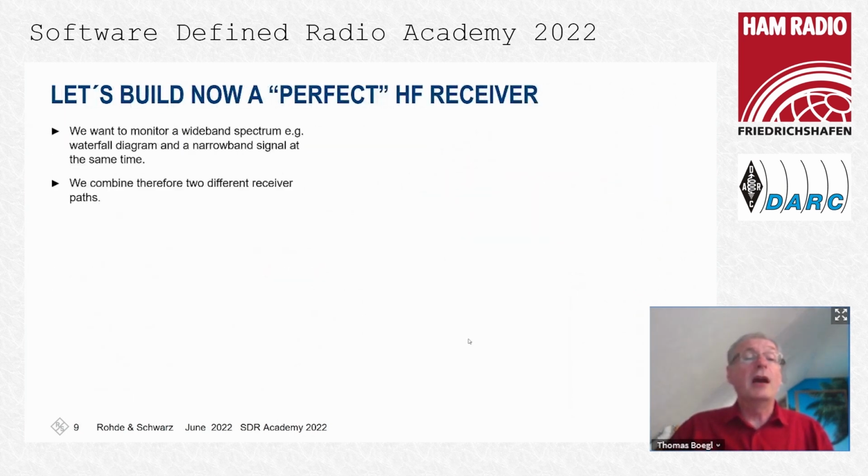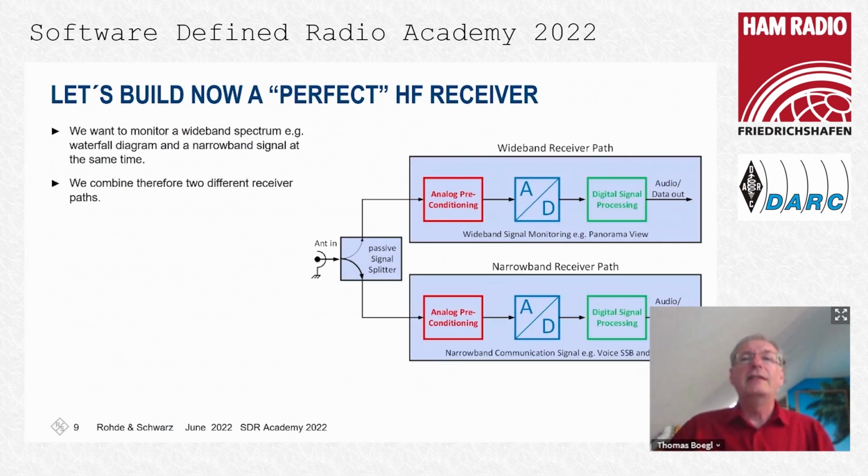Now let's build up our receiver, and a good receiver normally has to provide the capability of monitoring a wideband spectrum, for instance, a waterfall diagram, a spectrum monitoring signal, and receiving narrowband signals in a critical use case. So finally, we combine two concepts. This is shown by this picture, and high-end receivers are using two different paths already. And the wideband path is for sure a direct sampling concept, because it's the only way to sample the wide bandwidths, because in that case, an IF sampling concept would not help so much.